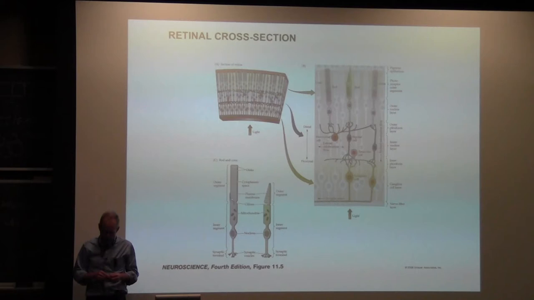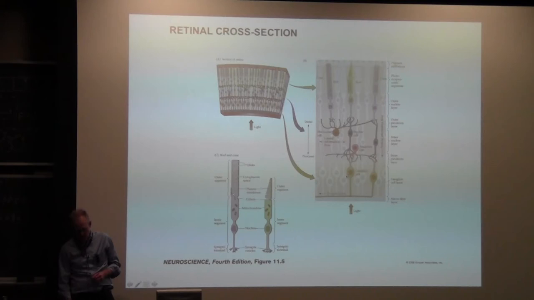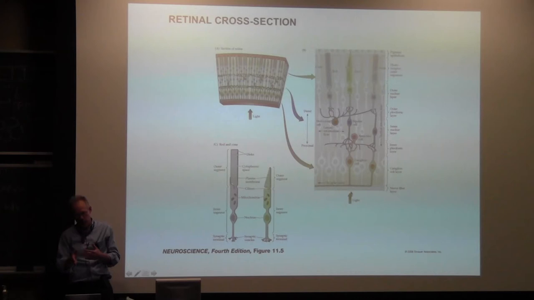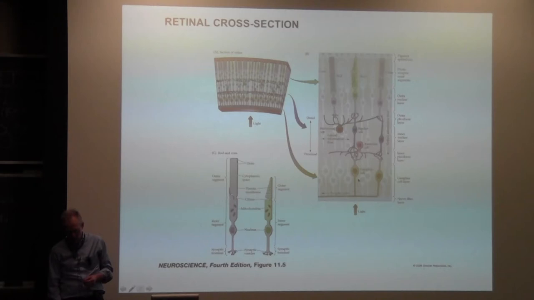So rods and cones transduce light, and the next relay cell type is the bipolar cells, like this blue cell right here. So rods or cones synapse onto one or more bipolar cells, and the bipolar cells then synapse onto the retinal ganglion cells. So this is a retinal ganglion cell here, and it's the retinal ganglion cells that actually send their axons out through the optic nerve. So that's the main relay, rods, cones, bipolar cells, retinal ganglion cells.